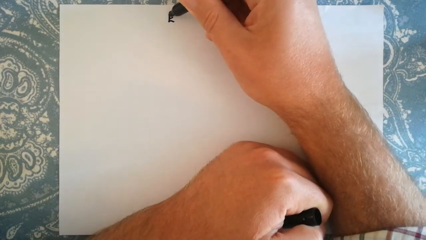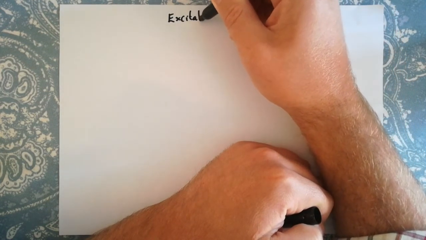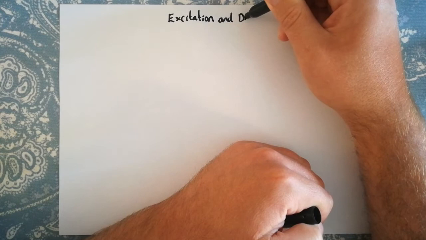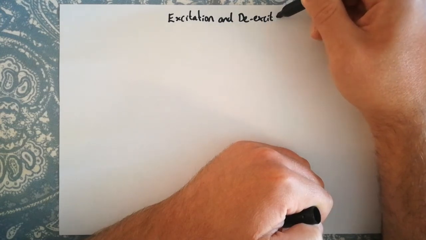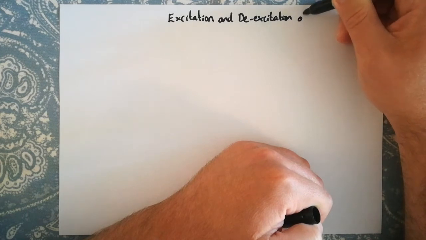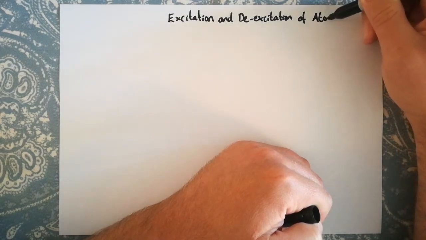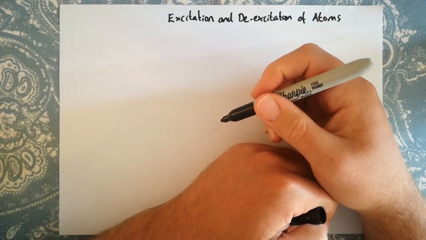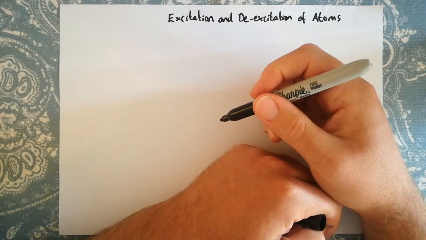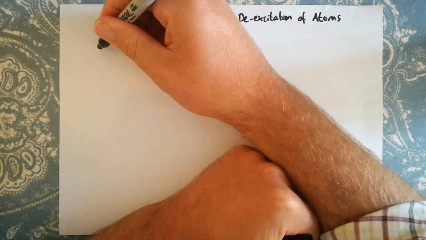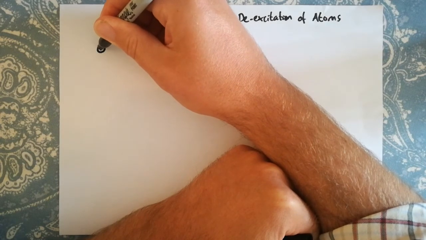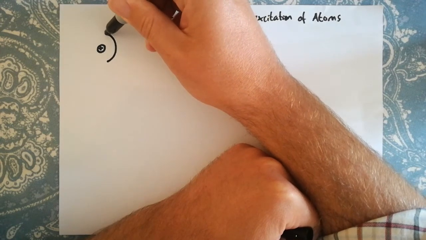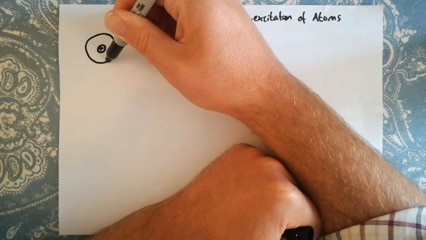So we're looking at the process of excitation and de-excitation of atoms. We're going to start by looking at the classical atom, the model of the atom that we had before quantum mechanics, before Niels Bohr came up with his idea of how atoms worked.